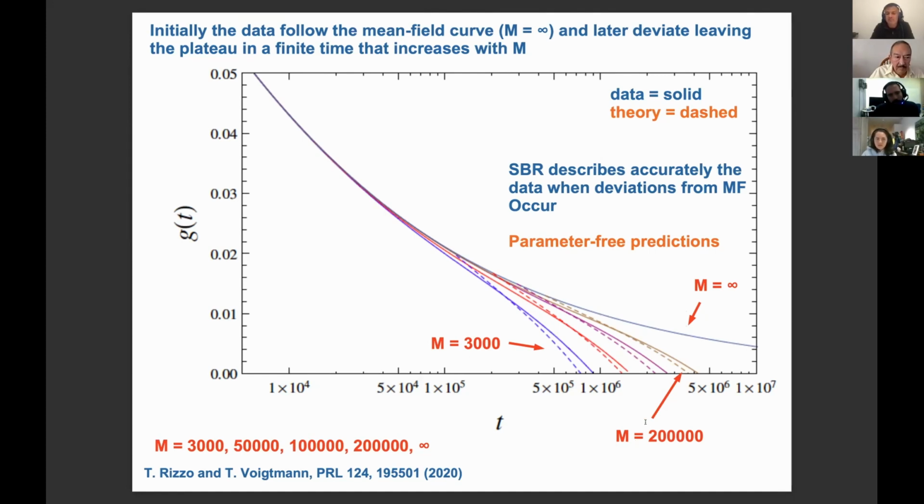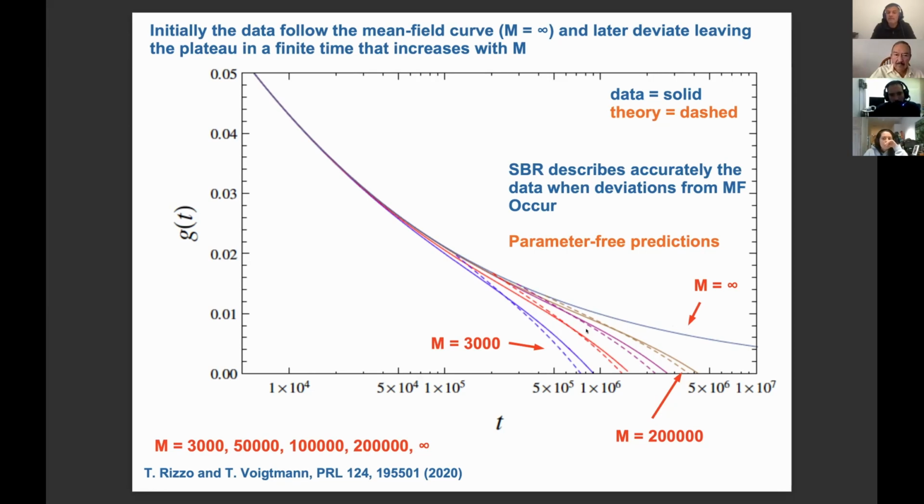But as soon as M is finite, you deviate, and even if you are sitting at the mean field critical temperature, you actually escape from the plateau. The point is that these dashed lines are what is obtained from the theory. These are parameter-free predictions, in the sense that the numbers put into the stochastic beta relaxation equation are obtained from the mean field solution, from the beta lattice solution.